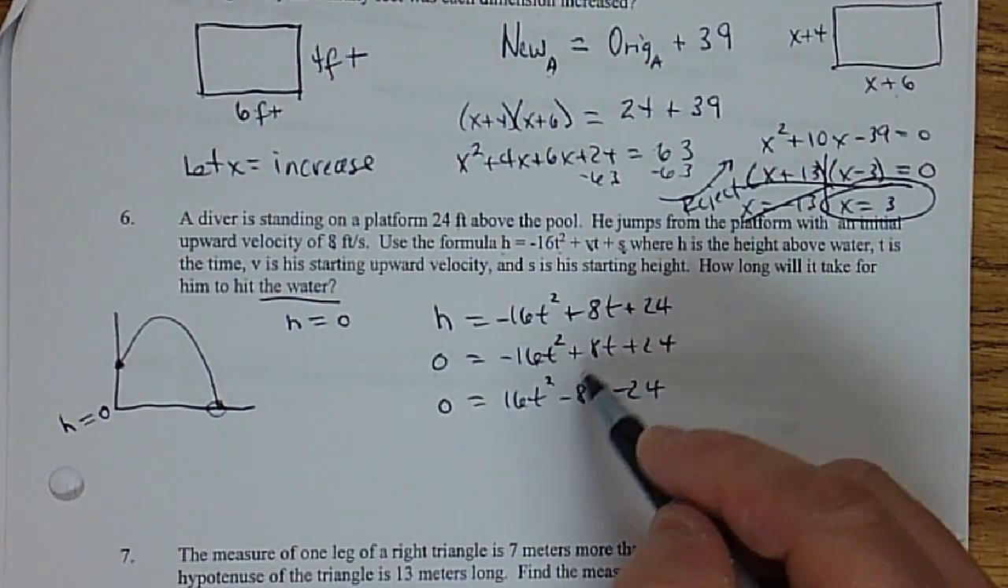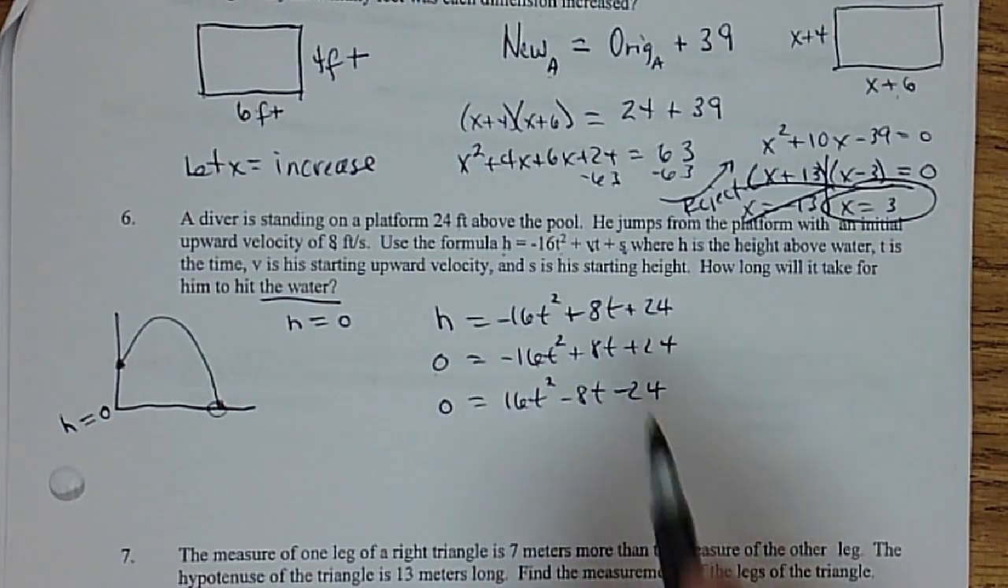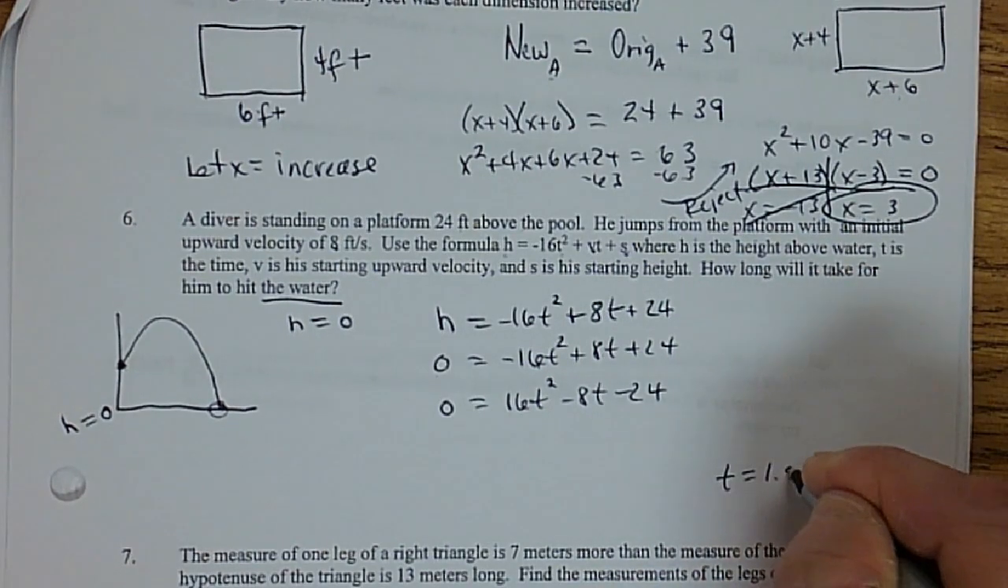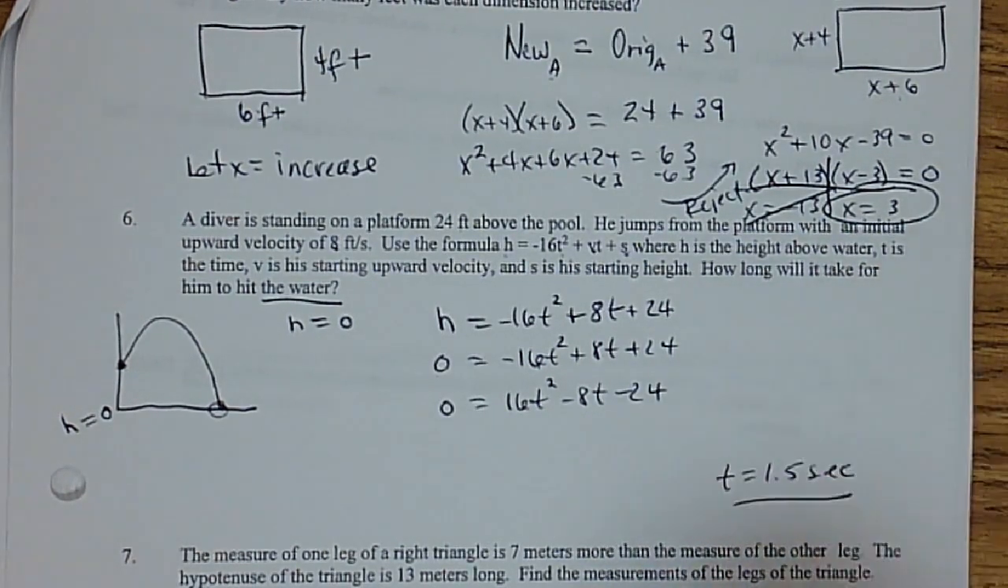In the end, after you do all the work, pulling out the GCF, doing all your factoring, the time will be 1.5 seconds, so you can try that one.